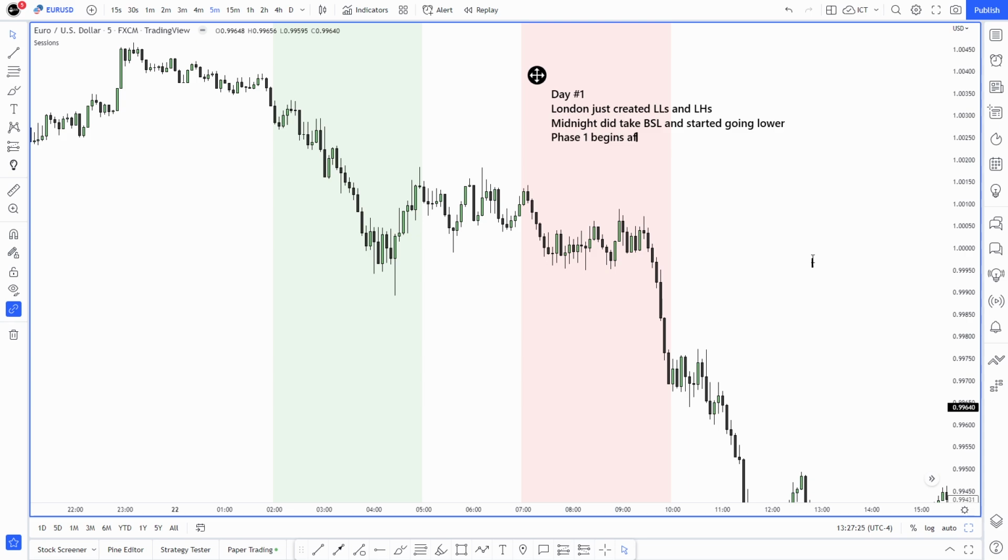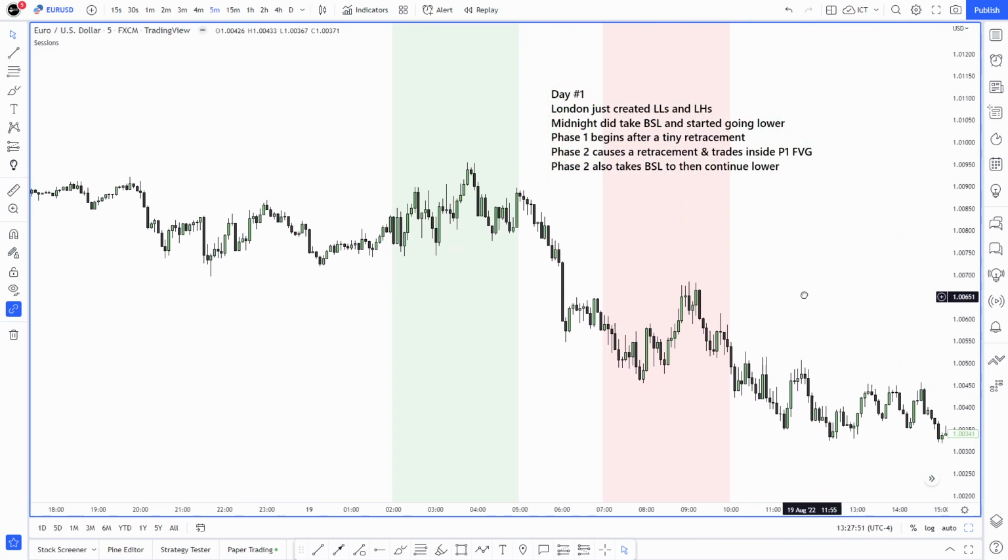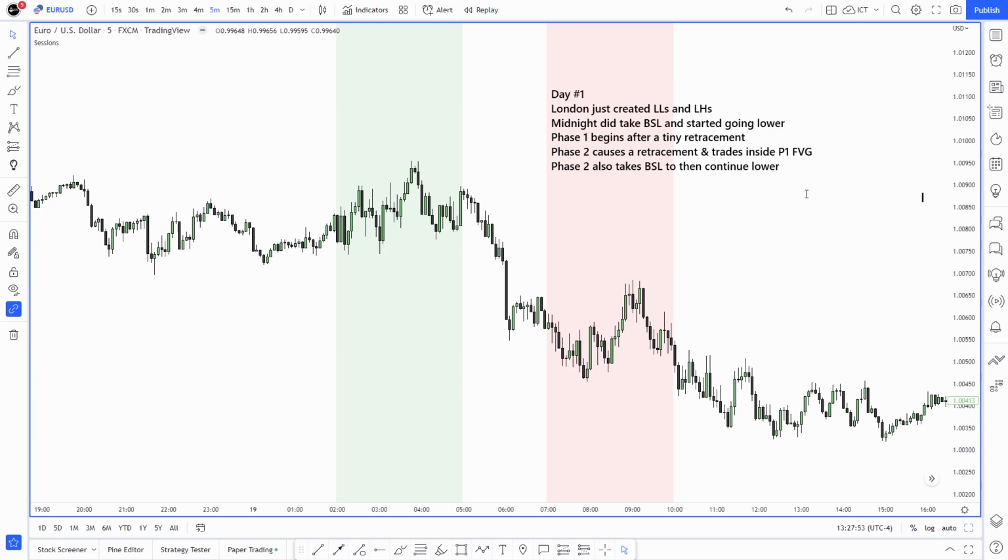So as an example, phase one begins after a tiny retracement. This is something that I will mention. And then phase two causes a retracement and trades inside phase one for value gap. And phase two also takes BSL to then continue lower. As an example, this is what I could have about a day, right? That's something that I could have about a day. And then I could go to the next one, or the next one, or the previous one.